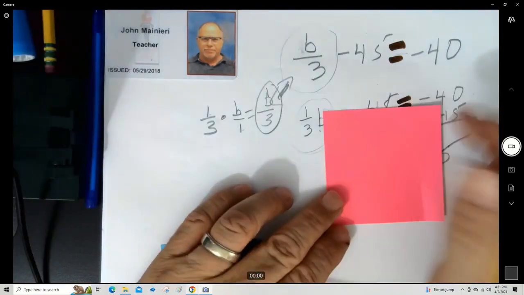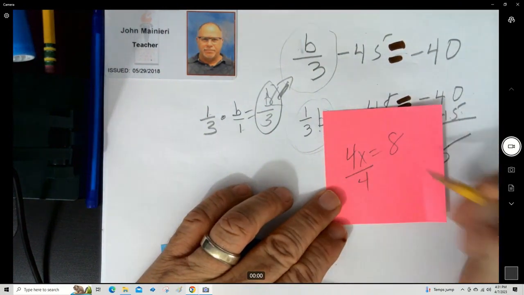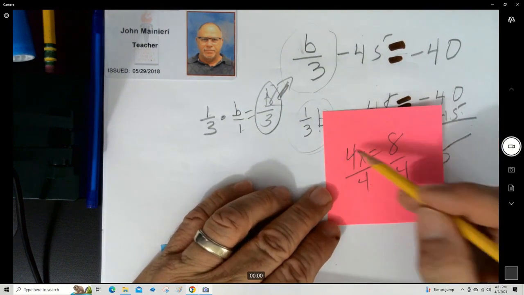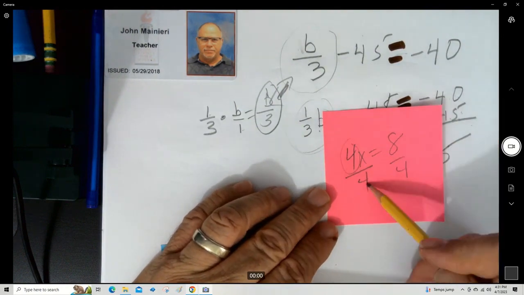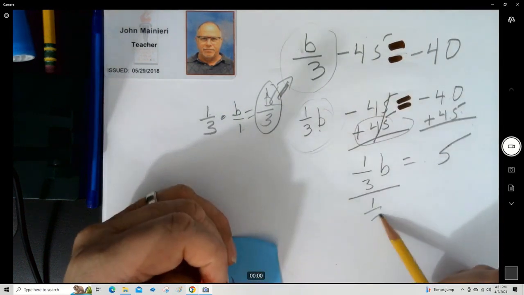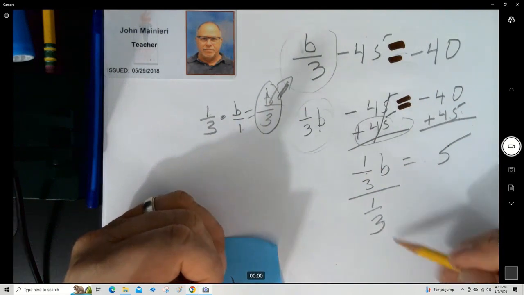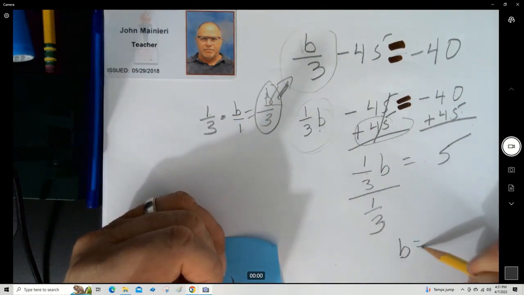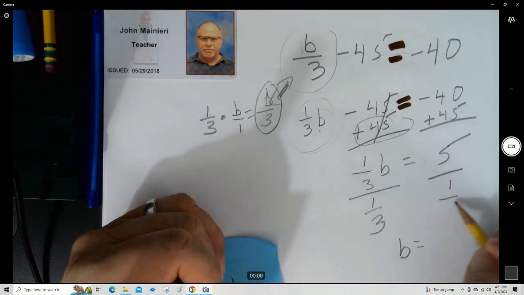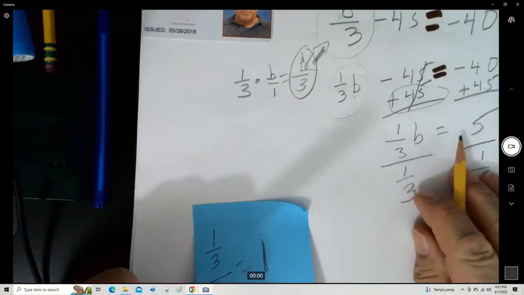Back in the day, 4x equals 8, we would divide both sides by 4. Now it's the same thing, except we're not dividing by 4. Whatever that coefficient is, we've got to put it on the bottom. Well, there it is, divided by 1/3. Any number divided by the same number is 1, and 1 times that number is that number. So we have to divide this side by 1/3. We've got 5 divided by 1/3.